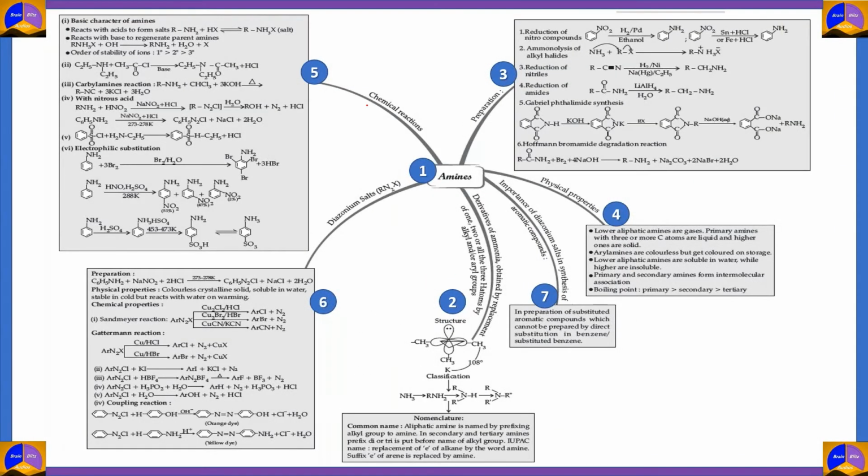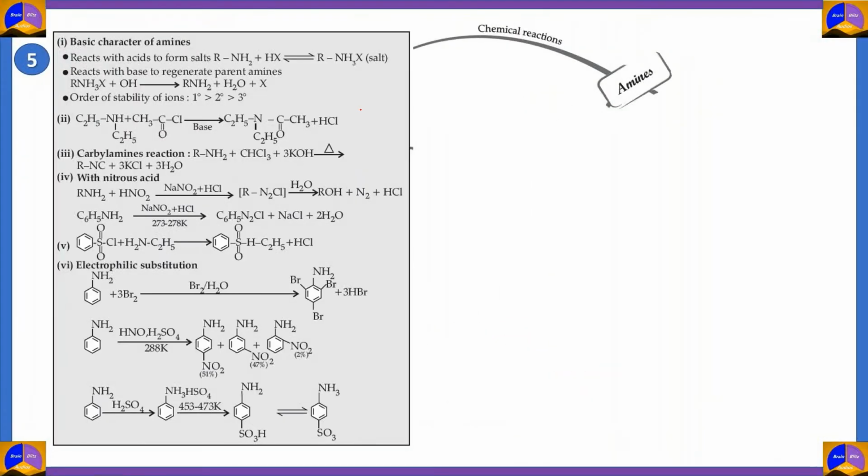Now, let's look at the chemical reactions which involve amines. The first reaction is to prove the basic character of amines. Amines are basic in nature, so to prove that, we react amines with acids to form salts. An example reaction is RNH2, which is an amine, plus HX, which is an acid, forms RNH3X, which is an ammonium salt.